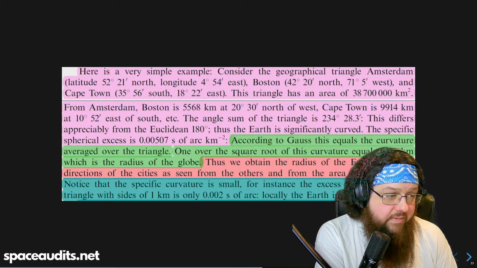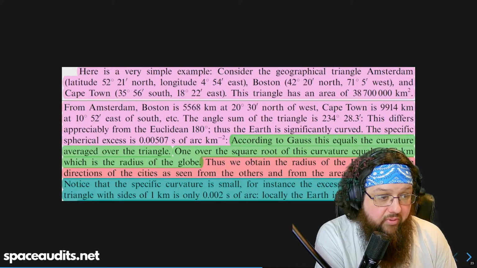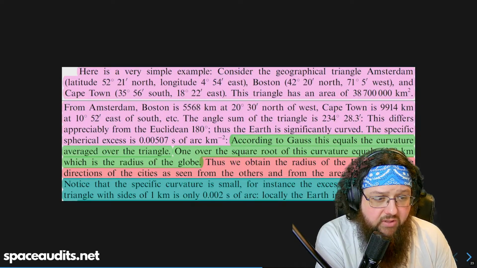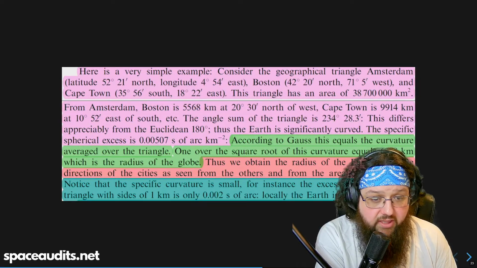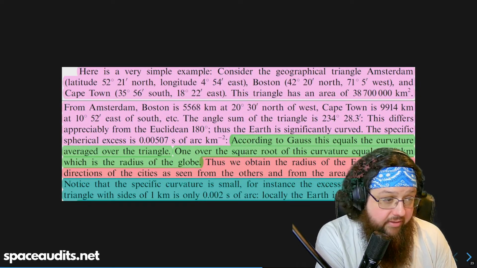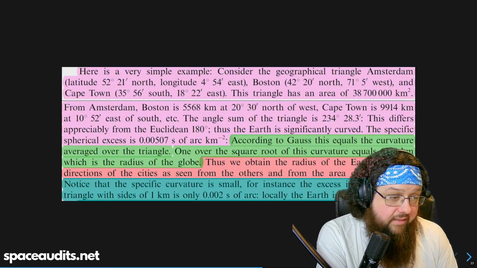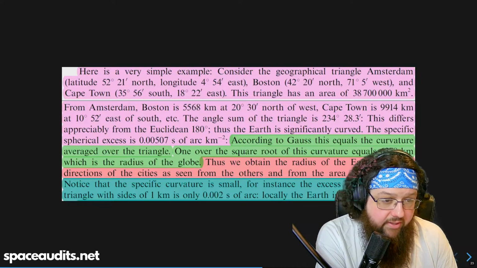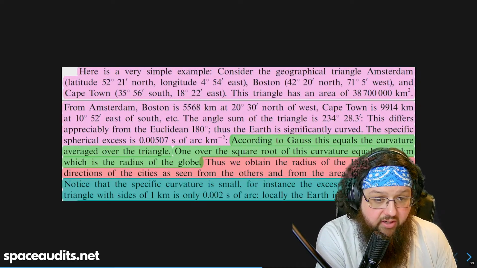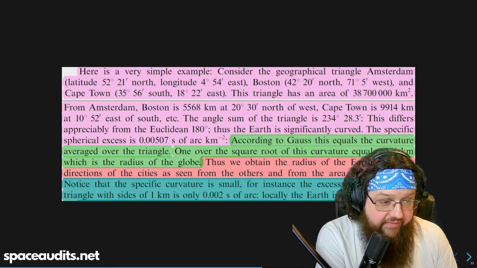Thus, the Earth is significantly curved. Oh, no way. The spherical excess is 0.00507 seconds of arc per kilometers squared. According to Gauss, this equals the curvature averaged over the triangle, and one over the square root of this curvature equals 6,378 kilometers, which is the radius of the globe. Converted to miles, it's 3959. So we obtained the radius of the Earth from the direction of the cities as seen from other areas on the triangle.